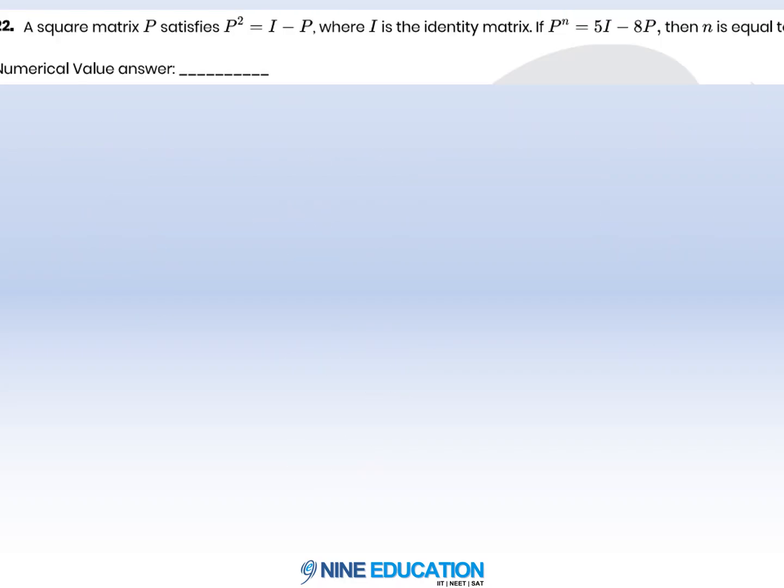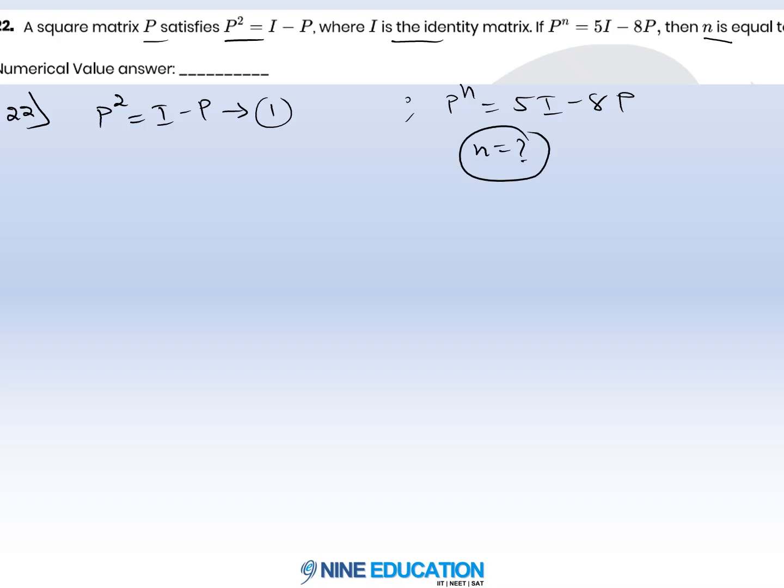Let's discuss question number 22. The square matrix P satisfies this equation: P square equals I minus P. Let it be equation 1. Here I is the identity matrix, and P power n is defined as P power n, for a certain value of n, equal to I minus P. Then what is the n value they are asking? Okay. So P square we know. How do we calculate?